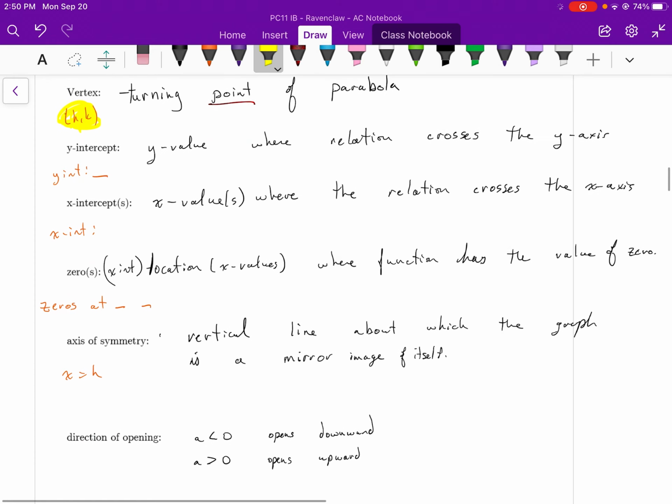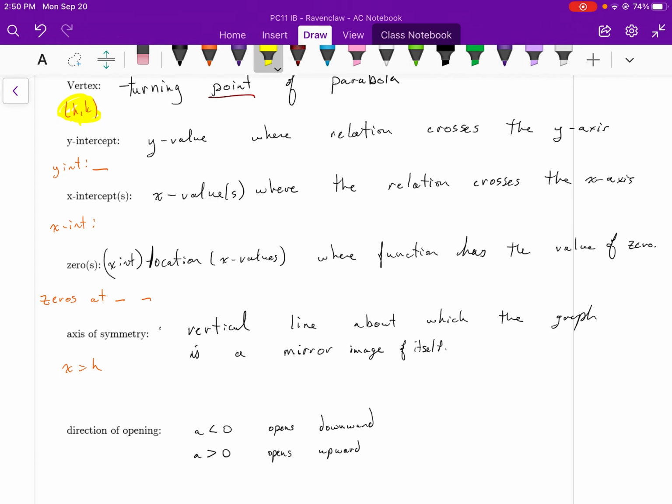The Y-intercept. The Y-intercept is the Y value where a relation crosses the Y-axis. How we note a Y-intercept is just really the Y value. So we put Y-int colon blank. Please note that it's not y is equal to some value like 4, because you and I both know that's a horizontal line. That's not what we're trying to do.